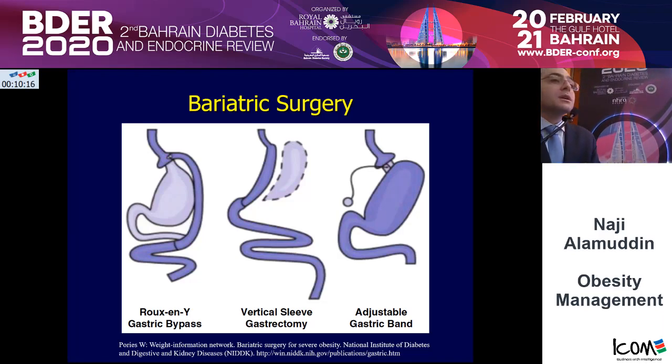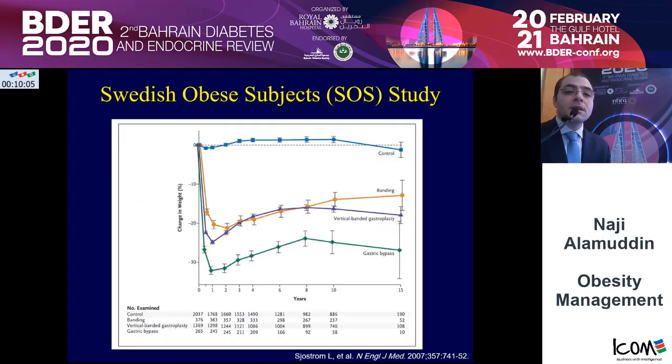The Roux-en-Y gastric bypass is considered like a gold standard. It's a combination of a restrictive and absorptive procedure. The sleeve gastrectomy is now the most commonly done procedure in the US, where you take out 75% of the stomach.